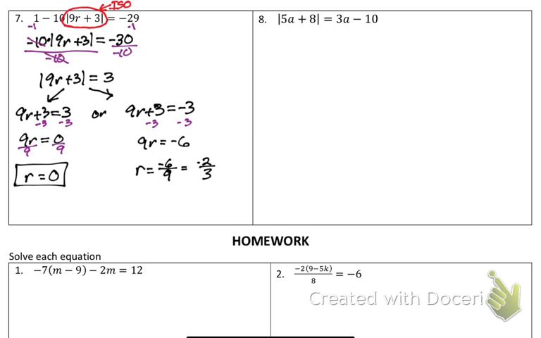Both of these are legit answers. Once again, you can either box both of these in, make sure you have both of them circled or boxed in, then I know both are answers. Or you can just simplify this by putting r equals negative 2 over 3, and it also equals 0, making sure you use braces if you're using this method.